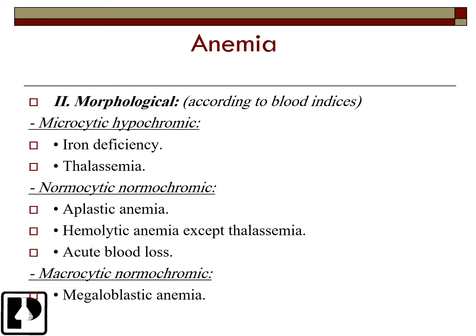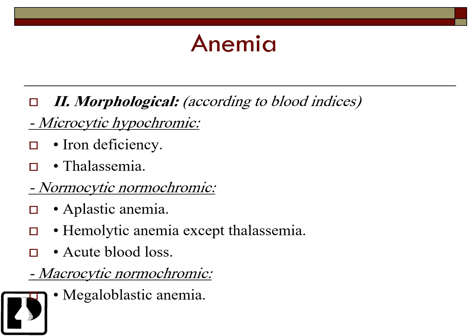Normochromic normocytic anemia means that the size of the RBCs is normal and the color is normal. This occurs in aplastic anemia, in hemolytic anemia except thalassemia, and in acute blood loss.